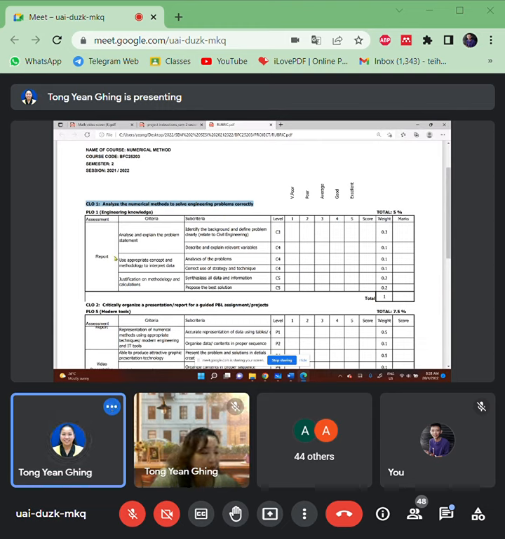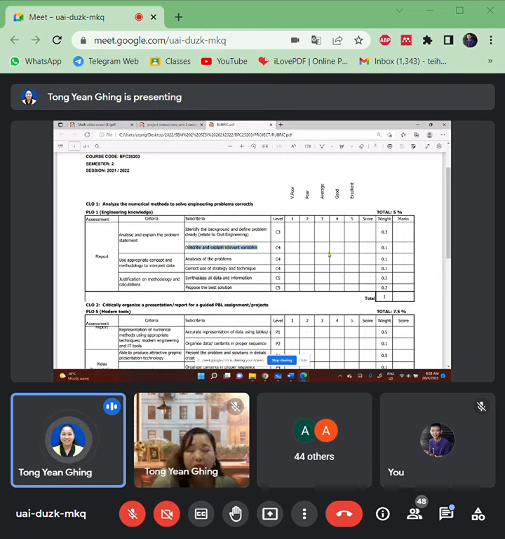So these 5 marks will be based on the report only, okay? The criteria here: analyze and explain the problem statement. You can identify the background or the problems in the civil engineering field clearly, very clear. Then describe and explain relevant variables.